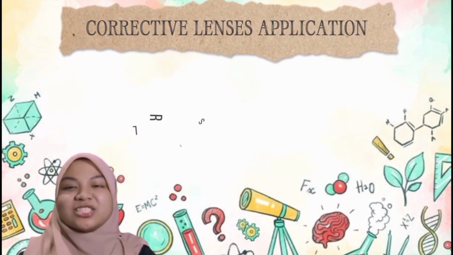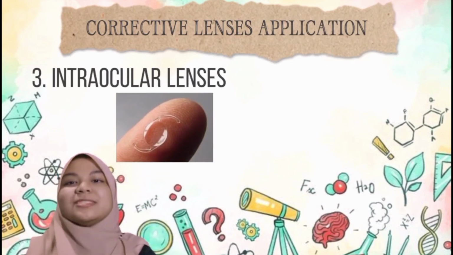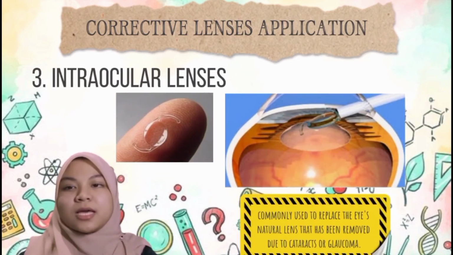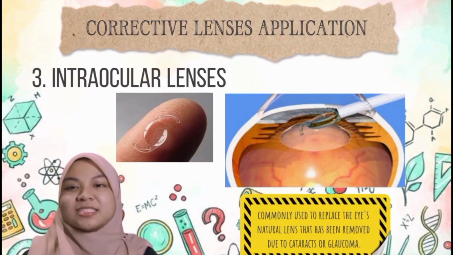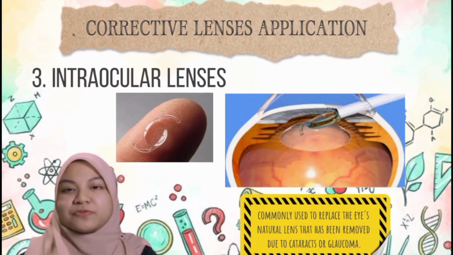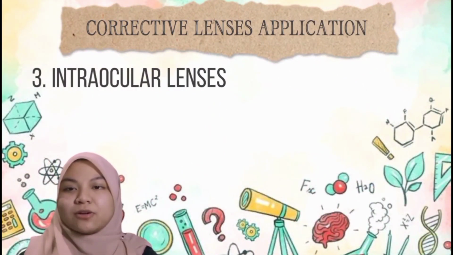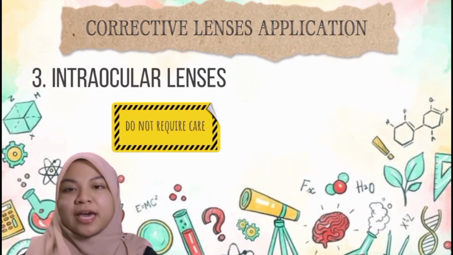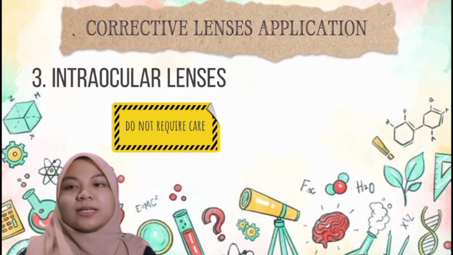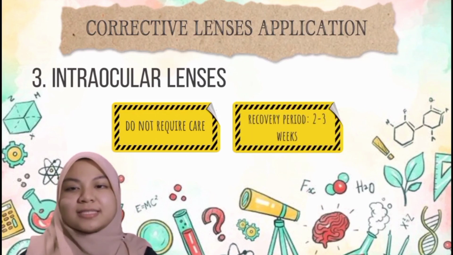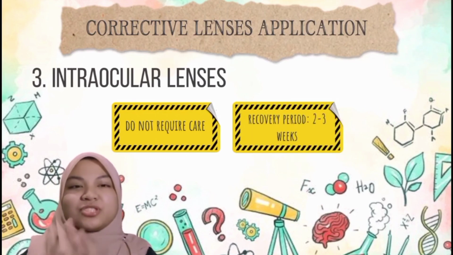Last but not least are intraocular lenses, which are implanted into the eyeball and commonly used to replace the eye's natural lens that has been removed due to cataracts or glaucoma. Since intraocular lenses are not removed, they do not require care once they are in the eye, but the recovery period after the lens is implanted is usually about 2 to 3 weeks.